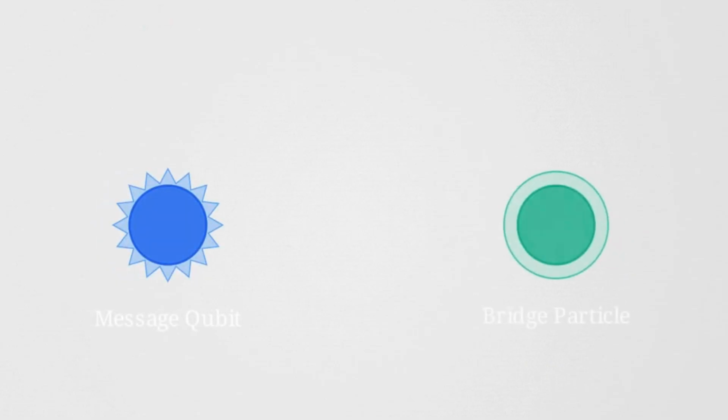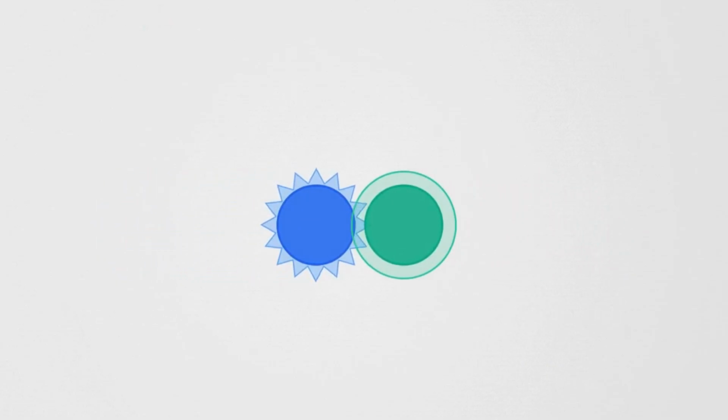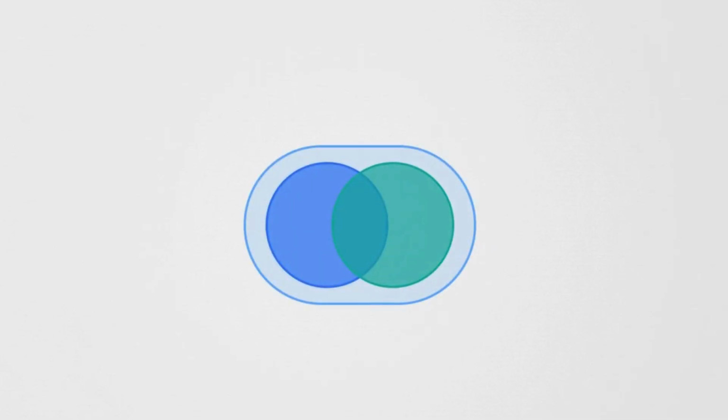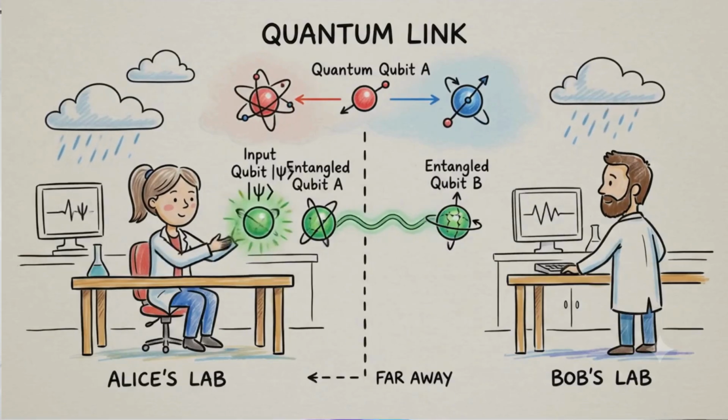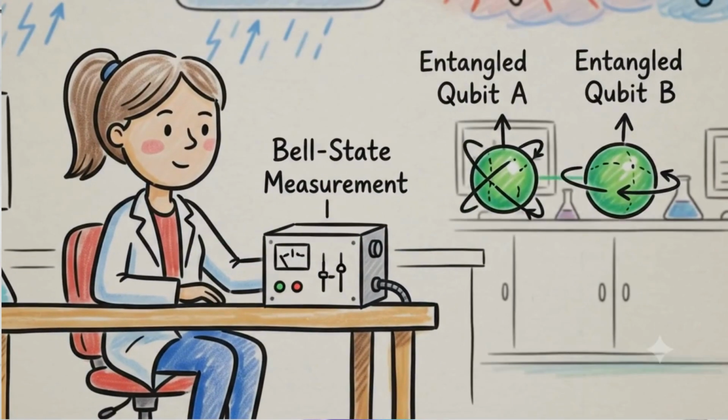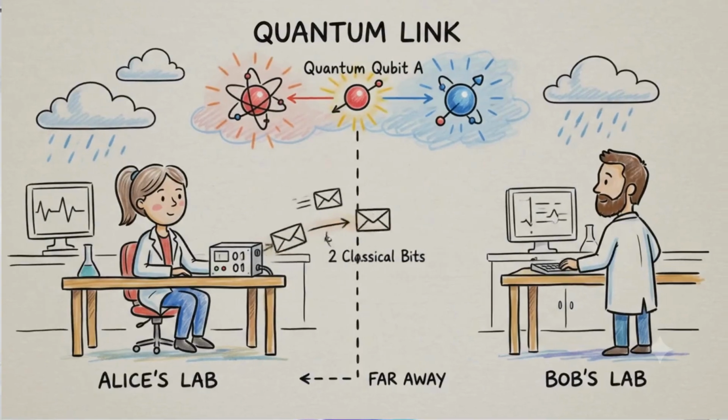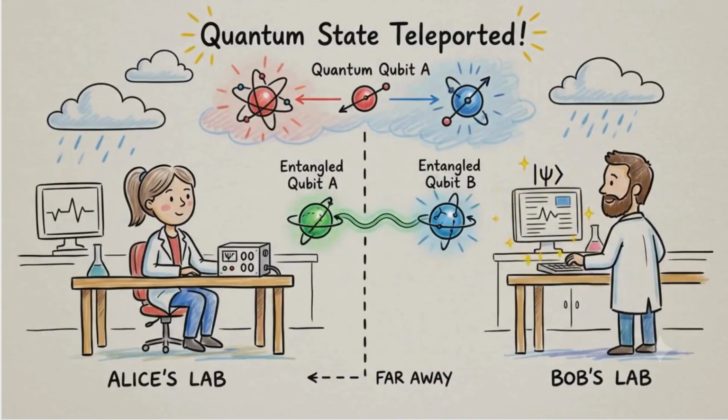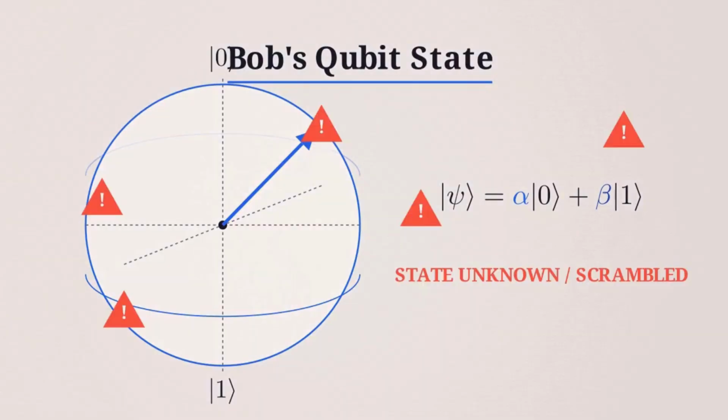To begin the transfer, Alice forces her original qubit and her entangled bridge particle to interact. She performs a Bell state measurement, colliding the two into a single joint entangled state. This measurement has a destructive cost. Alice's original qubit is lost. The probability wave collapses, leaving her with two classical bits, a 1 and a 0. Because of the shared entangled bridge, the exact moment Alice measures her particles, Bob's distant qubit instantly transforms. Bob's qubit now mirrors the mathematical information of Alice's original particle, but the state is currently scrambled and unreadable.